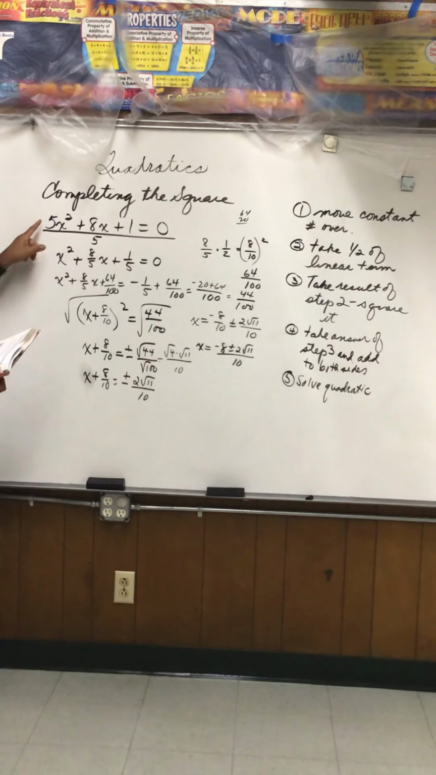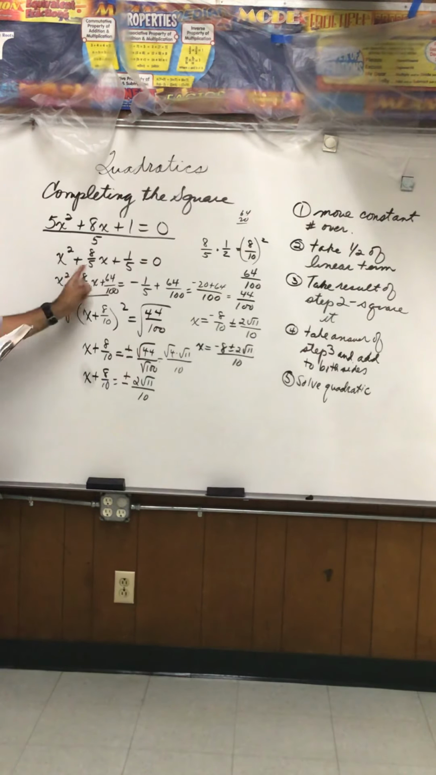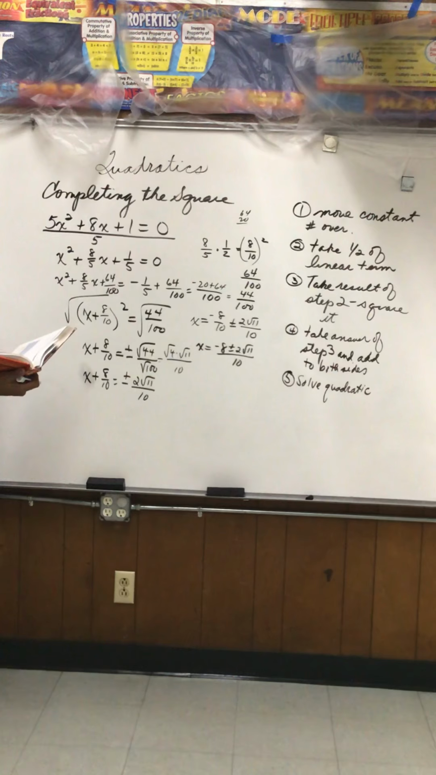So what did I do? In order to complete the square, I have to make sure that my coefficient of my quadratic term is 1. So I divide everything by 5. That means I'm going to end up with fractions. But look how easy it works out to when you have something like that. All right? On that answer. All right?